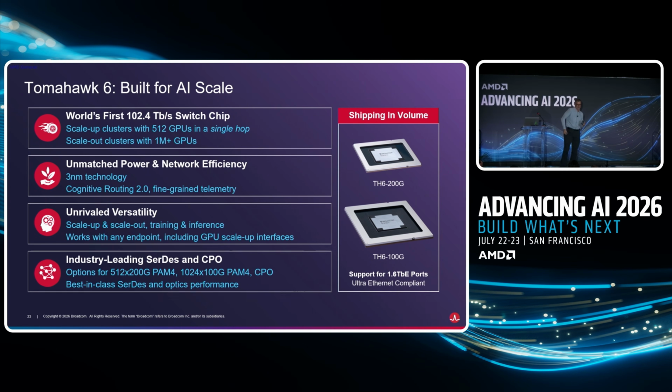And there's the reason I wore my cargo pants today. These are big chips. This is the Tomahawk 6 200 gig. If you see, the packages are substantially different. The silicon on there looks very similar. So what we've done to improve the efficiency and get the highest bandwidth for Helios is use 200 gig SerDes. So the number of SerDes is actually half on the Tomahawk 6 200 gig versus the 100 gig. These chips are both shipping in production.